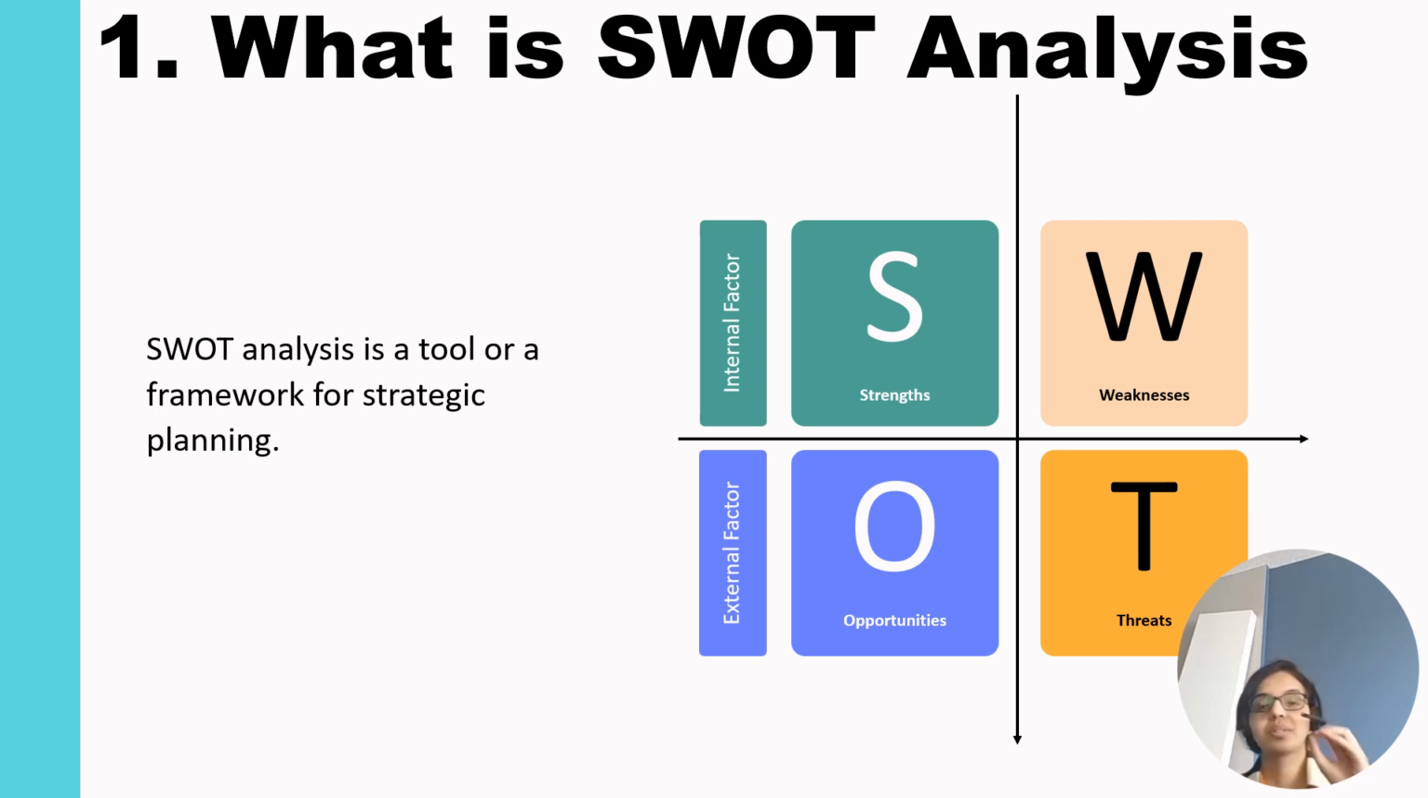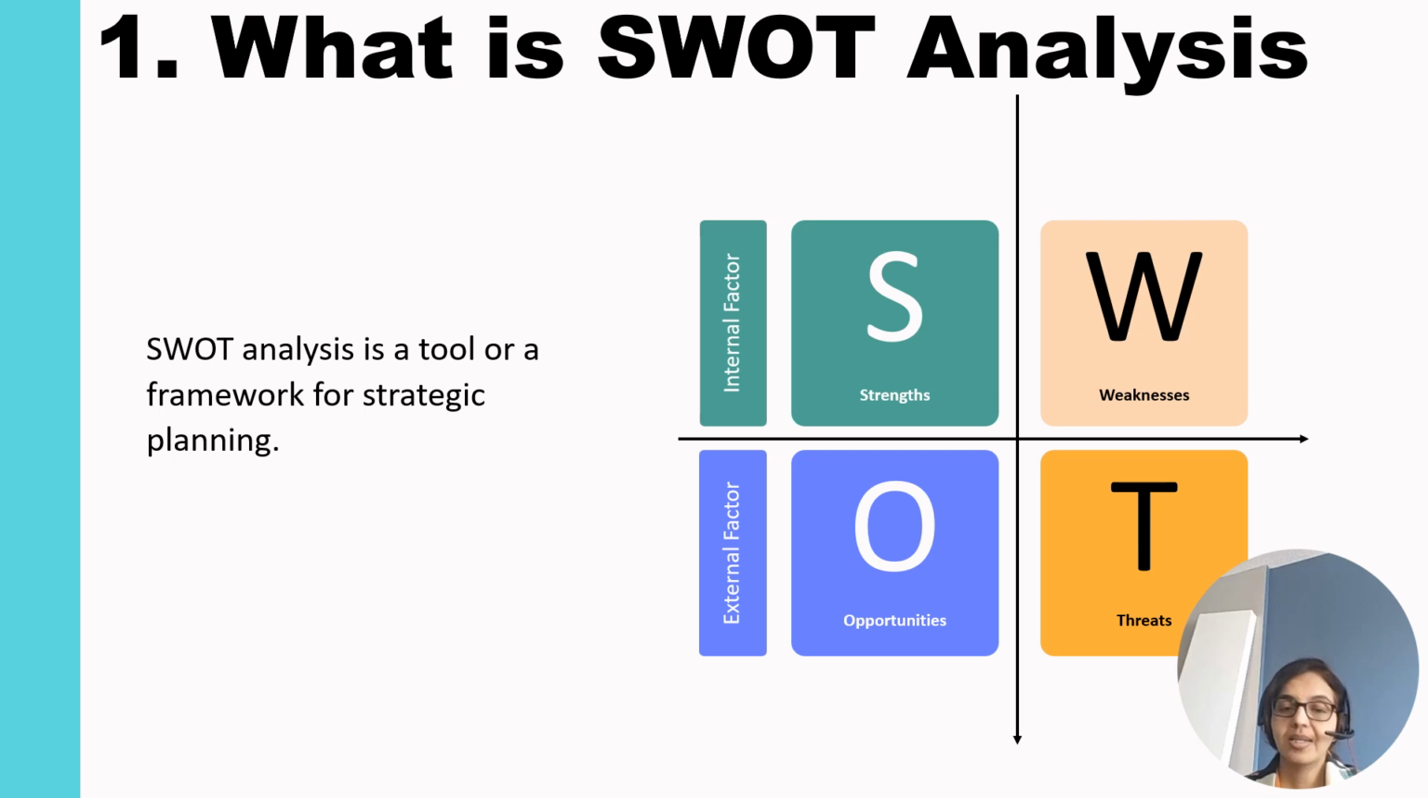This is how SWOT analysis grid looks like. Now, SWOT is an acronym for strengths, weaknesses, opportunities, and threats. So it's a four section grid that you're seeing here.